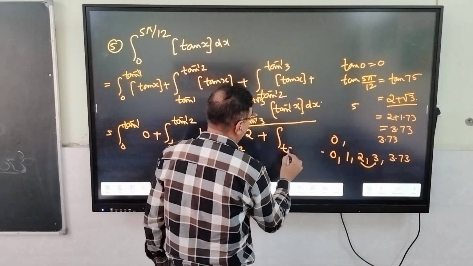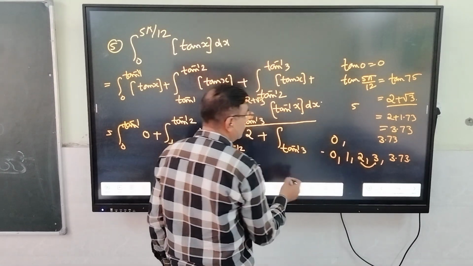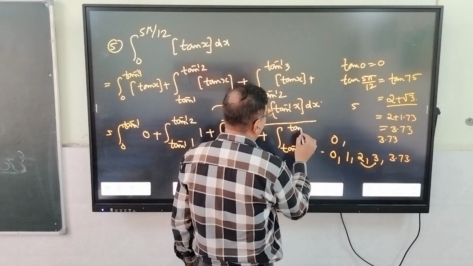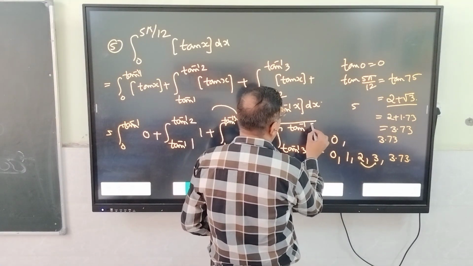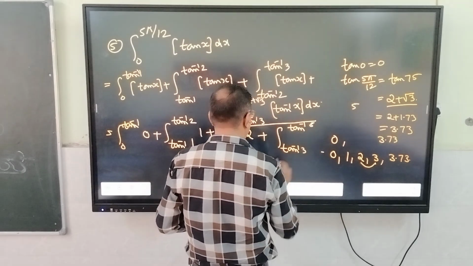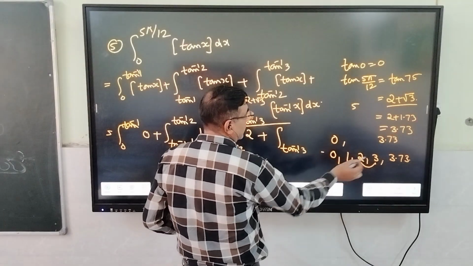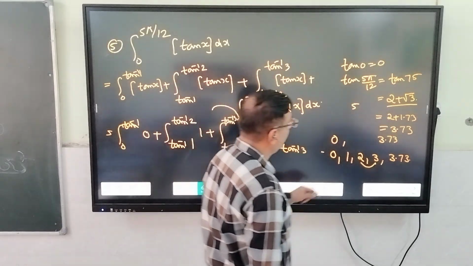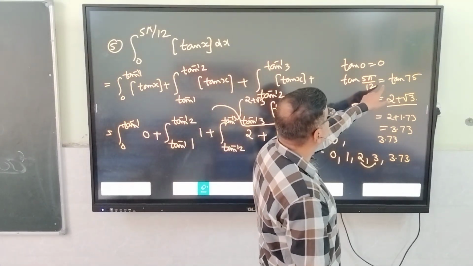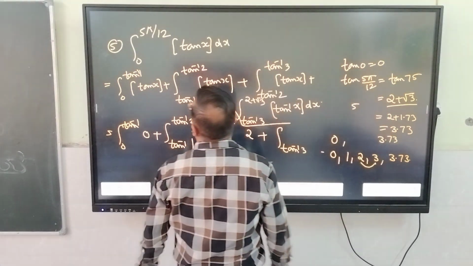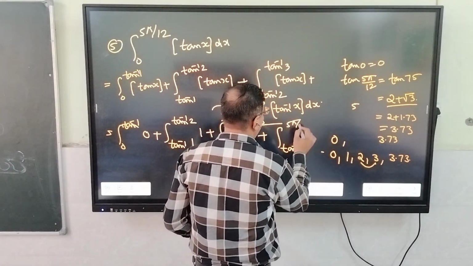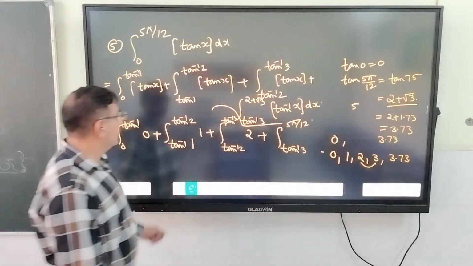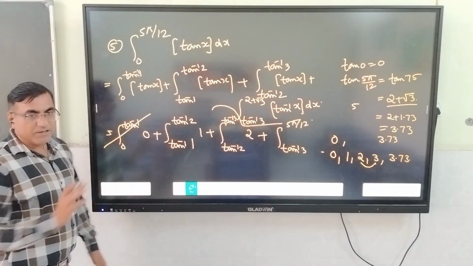tan inverse 3, after that tan inverse 5, it will become 5 pi by. Now this will become 0.